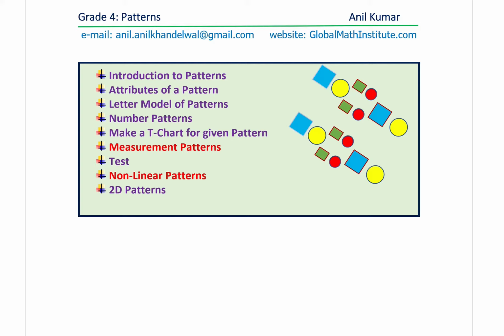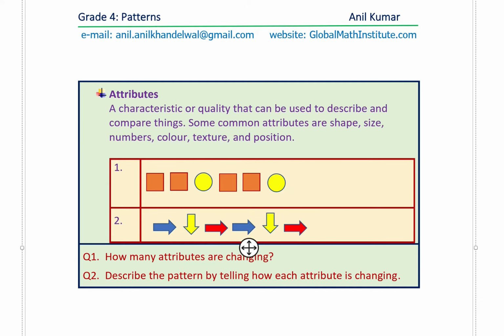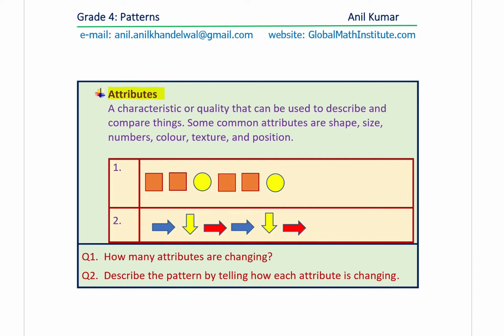So let's begin with the very basic thing, which is attributes. Now, attribute is really a very difficult term to understand at this stage, but it's very important to understand. What do we mean by attribute? Well, the attribute means a characteristic or a quality that can be used to describe or compare things, right? So some of the attributes are shape, size, numbers, colors, texture, and position. So these are attributes which we'll be commonly using in the patterns.